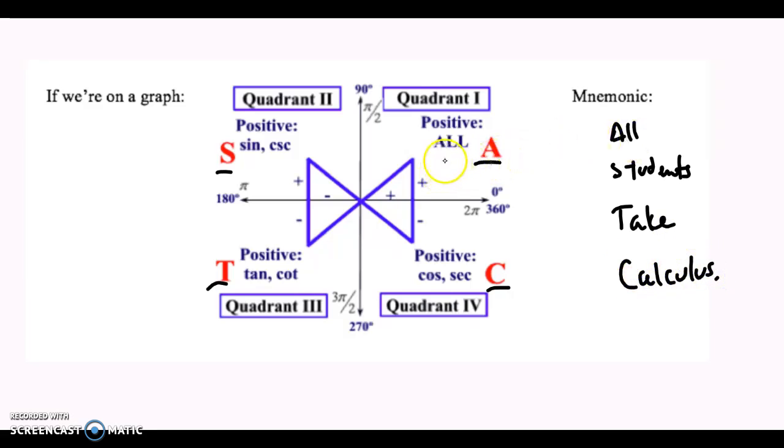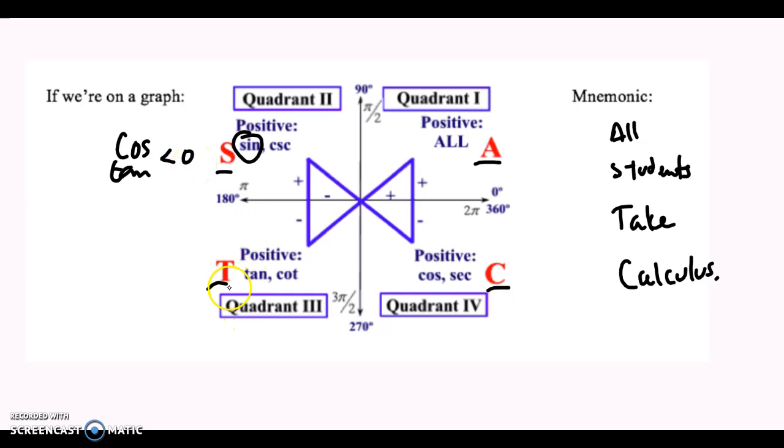The A means that every single trig function, sine, cosine, tangent, and their reciprocals will all have a positive value in the first quadrant. If we go to the second quadrant, though, the trig function that we know with S is sine, so sine will be the only positive one, which means cosine and tangent are both going to be negative.